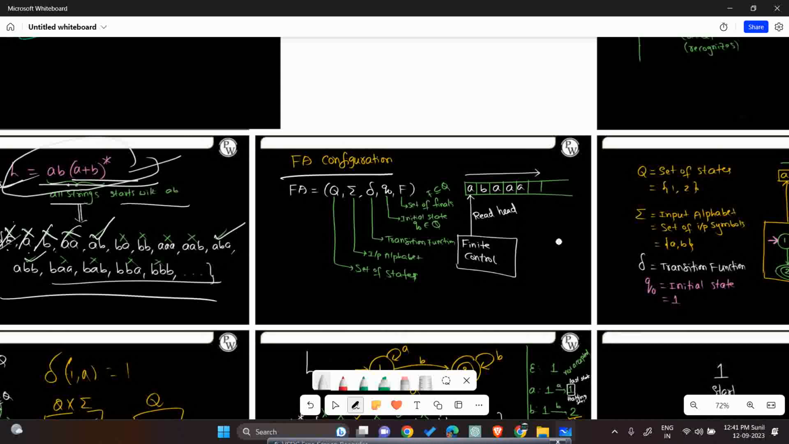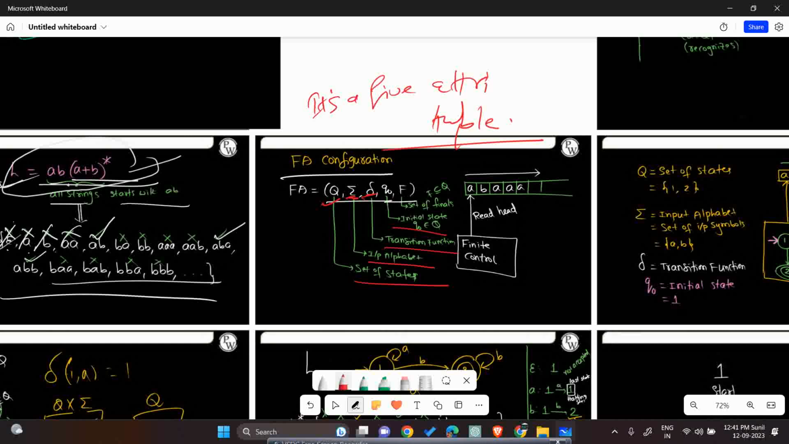So what are finite automata configurations? These are a five attribute tuple. Finite automata. First, Q is the set of states. We will see further what is a state and what is not. Sigma is the input alphabet, we saw it already. This is the transition function.